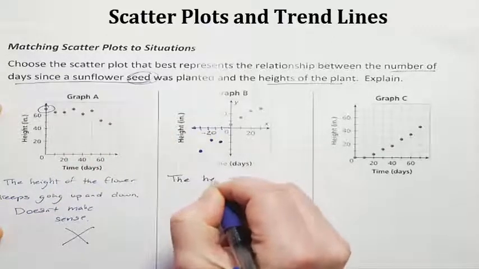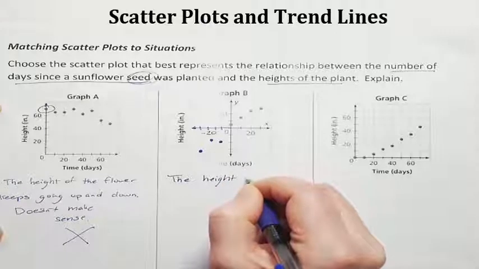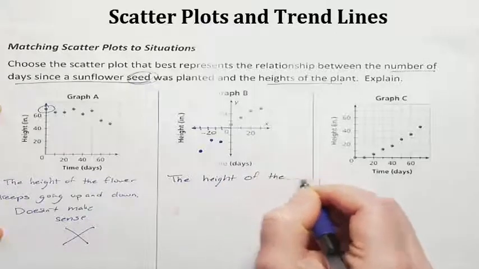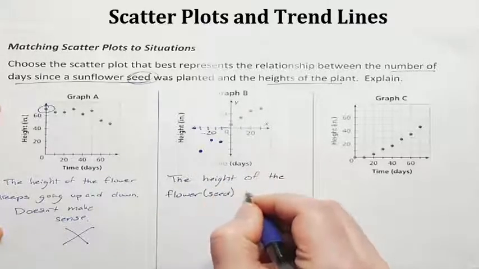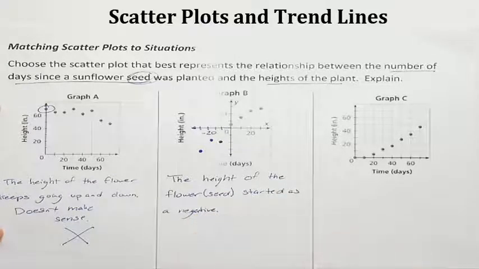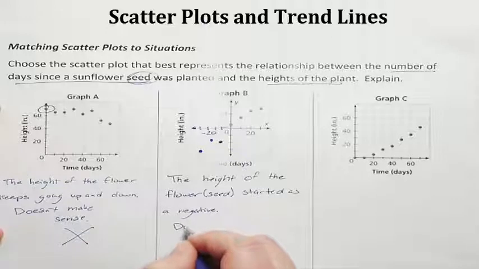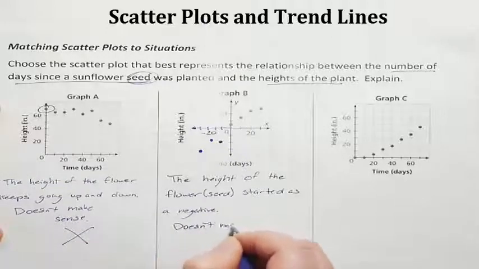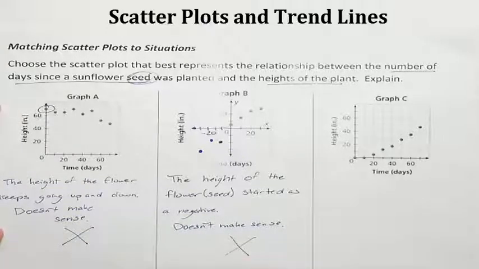So what did this story tell us about? It said the height of the flower or our seed started as a negative, and that doesn't make any sense. Time was also negative, which makes no sense. So this story doesn't make sense. Since it doesn't make sense, this is probably not the scatter plot to represent our story.